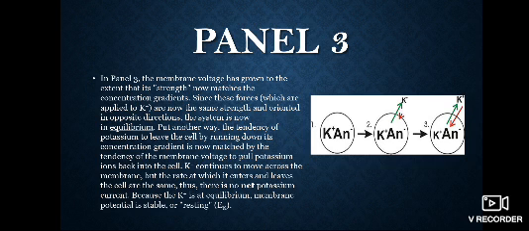Panel 3. In panel 3, the membrane voltage has grown to the extent that its strength now matches the concentration gradient. Since these forces are now the same strength and oriented in opposite directions, the system is now in equilibrium. Put another way, the tendency of the potassium to leave the cell by running down its concentration gradient is now matched by the tendency of the membrane voltage to pull potassium ions back into the cell. K+ continues to move across the membrane, but the rate at which it enters and leaves the cell is the same. Thus, there is no net potassium current because K+ is at equilibrium. Membrane potential is stable, or resting.